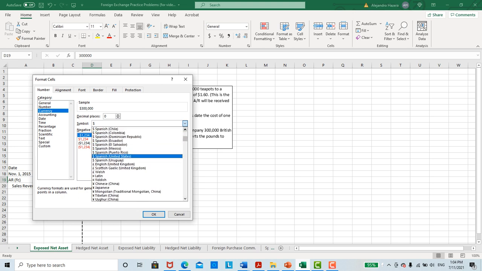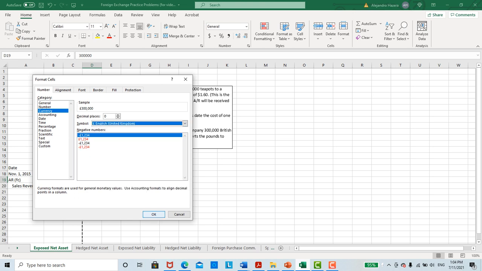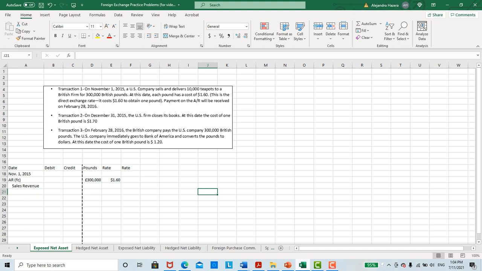Let's see, if not, I think this is it right here. Okay, so there you go. British pounds. So you've got dollar. Our account receivable is going to be, they're going to give us 300,000 British pounds. Each one is worth $1.60.